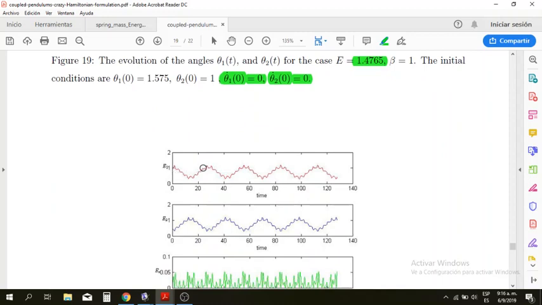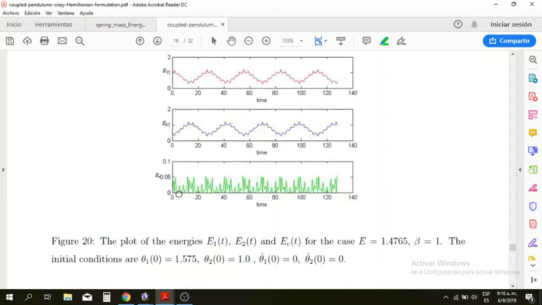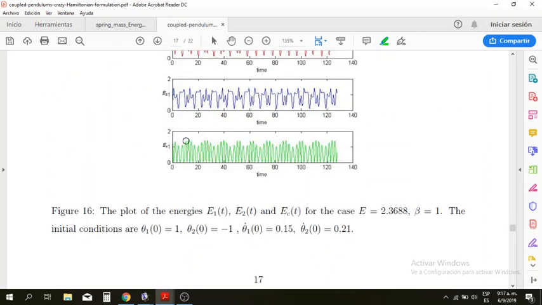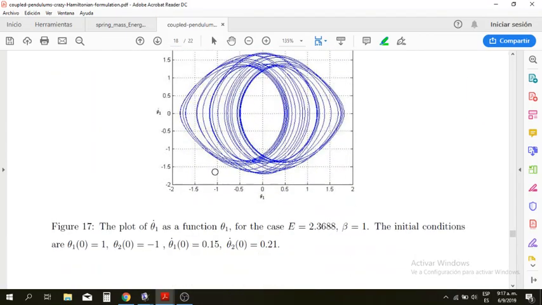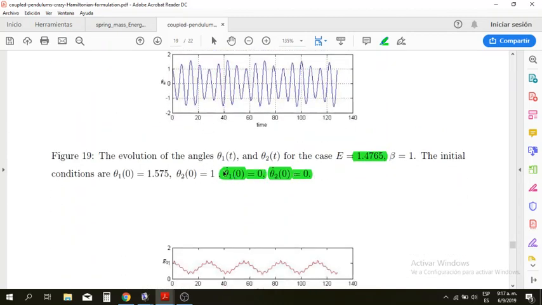And look, the behavior of the energy is very interesting. Where the energy of the first pendulum is minimum, the energy of the second pendulum is maximum, and vice versa. And this is the coupling. Look, the coupling energy in this case is very small. This is a very interesting result, because in the previous cases the energy of the coupling was large, and in this case the energy of the coupling is very small because the initial velocity was 0.